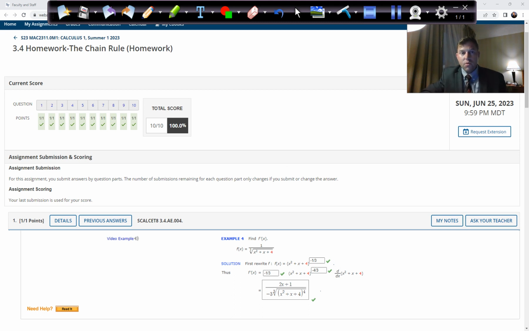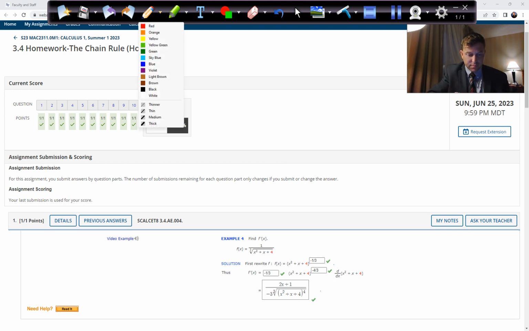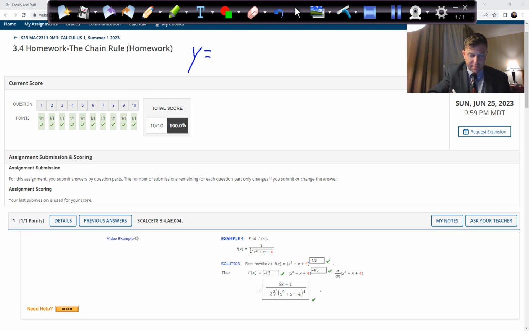In Chapter 3, Section 4, we're going to look at the chain rule, which is a very powerful rule that we're using in pretty much every calculus course. And the chain rule says this: if you have y equal to a function that is a function of another function, so let's say we have a function of g of x, then y prime, the derivative, is the derivative of what I call the outer function times the derivative of the inner function.